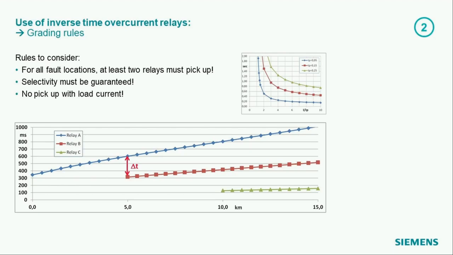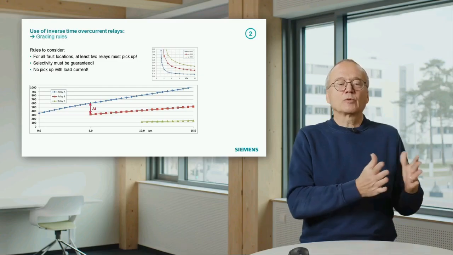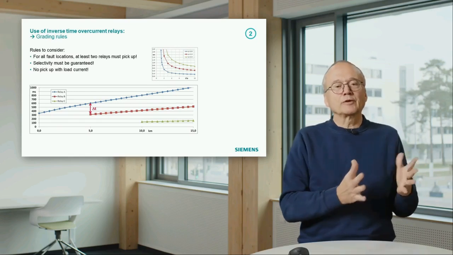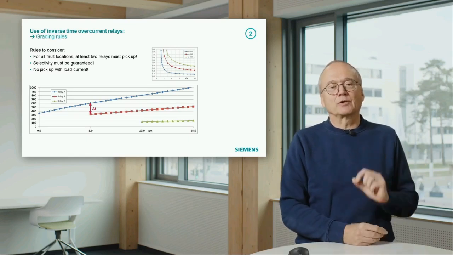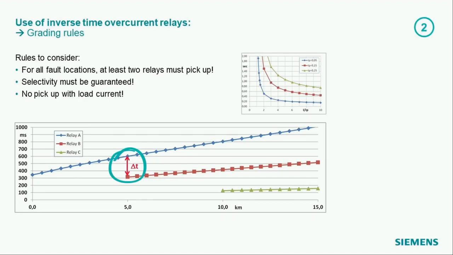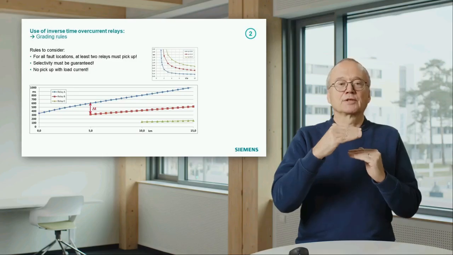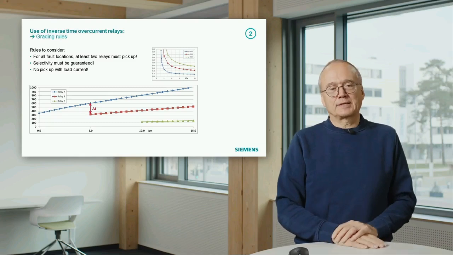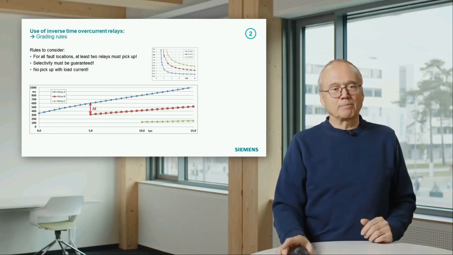Selectivity must be guaranteed. That means we must also observe a certain timing distance between the curves. Remember what we discussed for the definite time overcurrent relay setting, that we need this 200, 250, 300 millisecond time difference. That means here we must set the curves in a way that they have a proper difference. Otherwise we get conflicts and we get non-selective tripping.